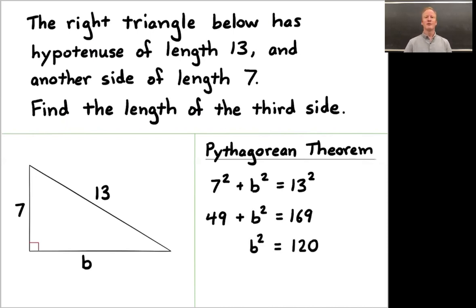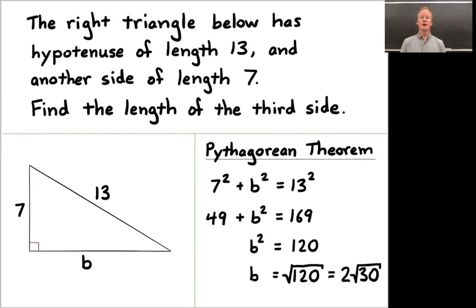Take a square root. b is the square root of 120. And if you have it in that form, that's great. You can just leave it like that. And that's a correct answer. Some people will go one step further in simplifying. That's probably ideal, but for this video, it's unnecessary.